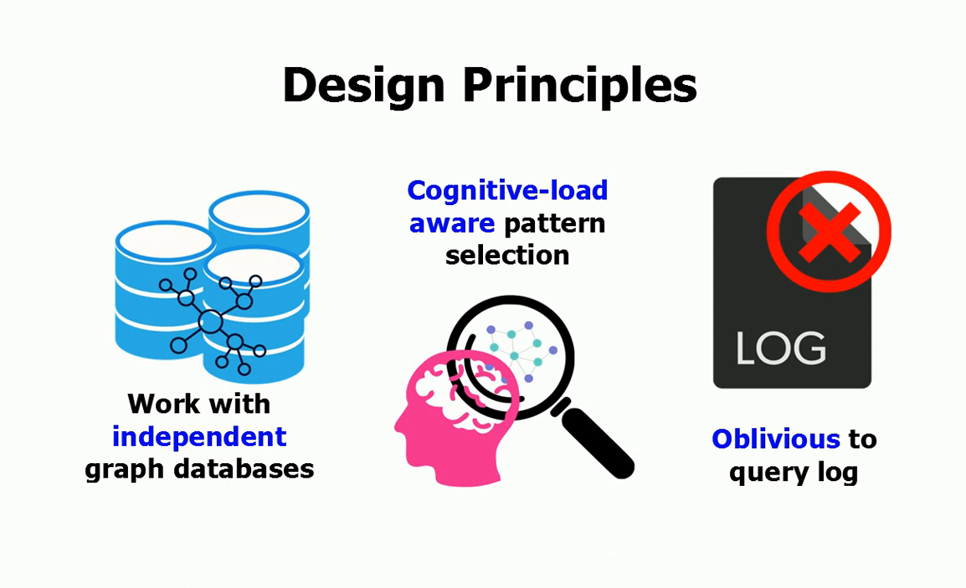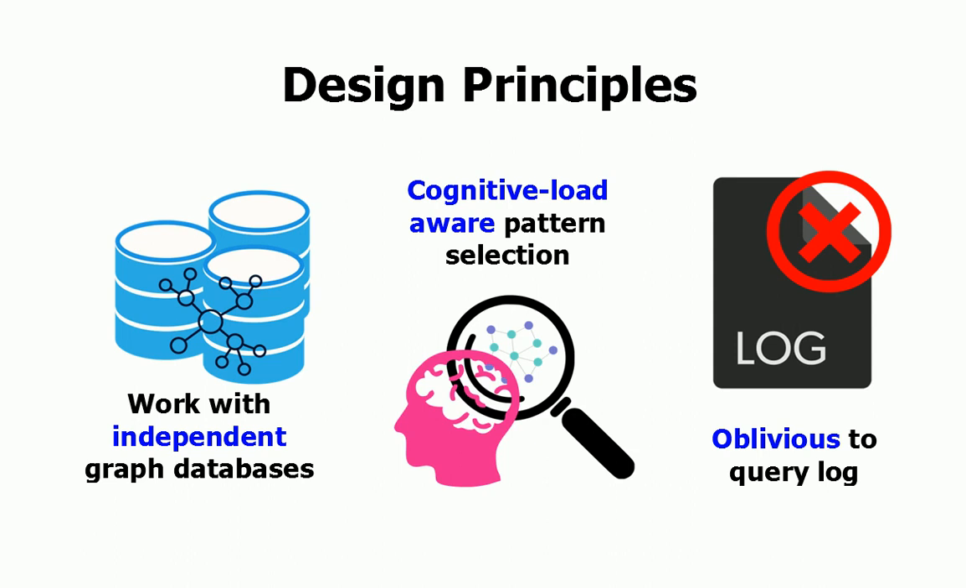The design of AURORA is based on the following three principles, namely, work with independent graph databases, cognitive load-aware pattern selection, and oblivious to query logs. Note that cognitive load-aware pattern selection ensures patterns exposed on the GUI can be efficiently interpreted, naturally reducing the overall time a user may take to formulate a query.